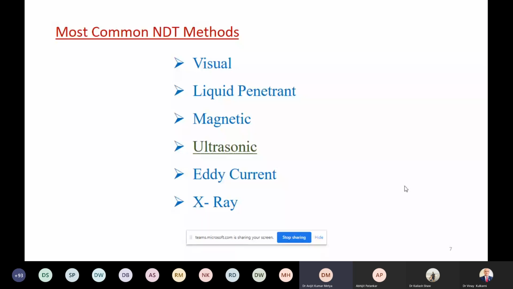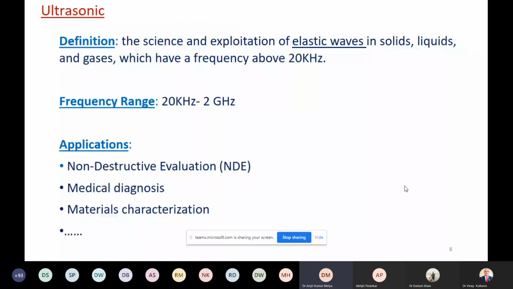Before that, the definition: this ultrasonic technique is basically an acoustic wave. We send an acoustic wave within a material which we want to inspect. These are elastic waves. This is very, very important, because if they were plastic waves, then the material would be plastically deformed, just like with shock waves.